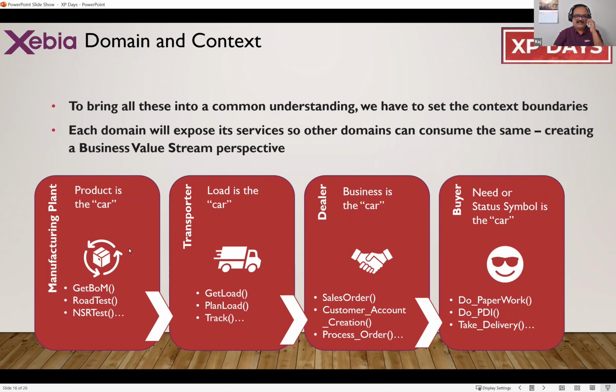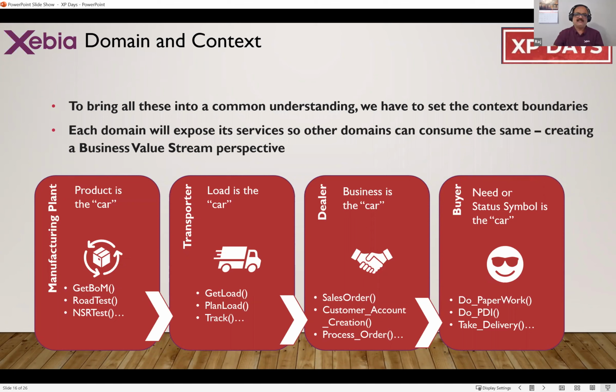Similarly, the internal bill of materials is not shared with the transporter, because that is in making a car, right? It is not shared with the transporter, but what is shared with the transporter, they will expose. So some things are internal, and some are for other consumers in other domains.